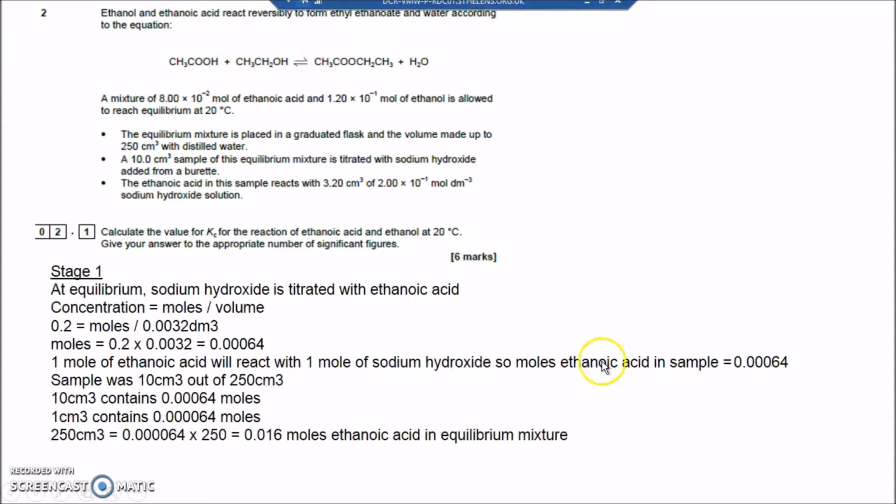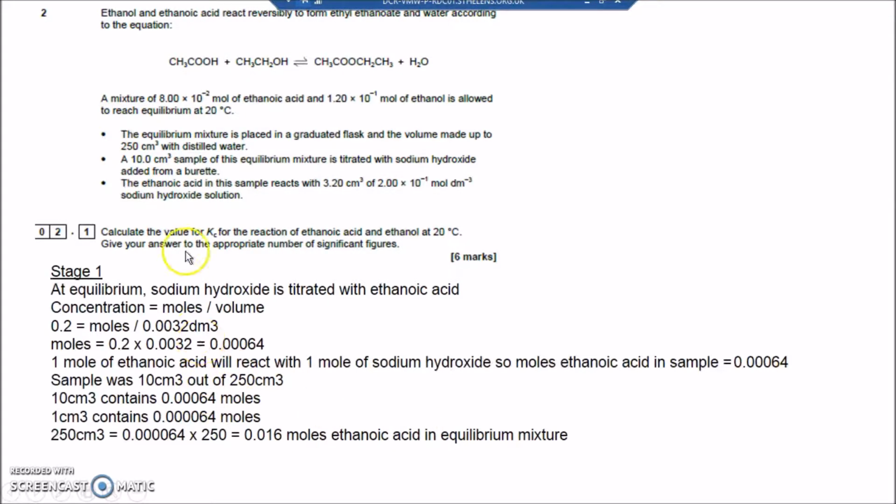I've just found out how much ethanoic acid is in the sample. When we take a sample, it means we're taking a small part from the mixture. We had 250 cm³ of the mixture and we took 10 cm³. So the sample of only 10 cm³ contains 0.00064. By a little bit of maths I can divide by 10, and 1 cm³ would contain 0.00064. So for 250 cm³, the original sample, multiplied by 250, there are 0.016 moles of ethanoic acid in the equilibrium mixture.